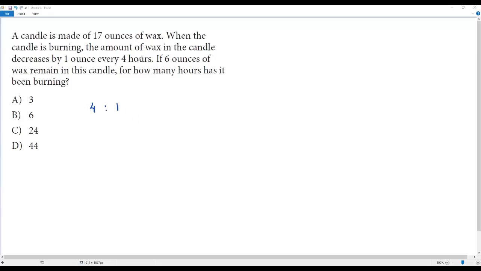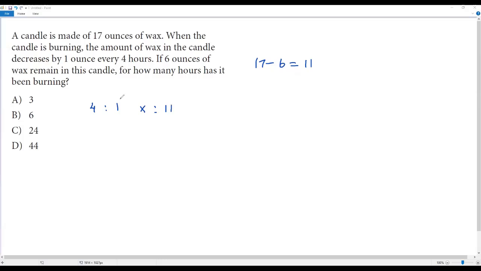Now we have to find the amount of wax burned by the candle when 6 ounces of wax remain. So for that, we have to subtract the number of ounces of wax remaining from the initial amount, that is 17 minus 6 equals 11 ounces. So when 6 ounces of wax remain in the candle, we have to understand the candle has burned 11 ounces of wax. So we have to find the time taken by the candle to burn this 11 ounces of wax. Let's assume that the candle takes X hours to burn this 11 ounces of wax.